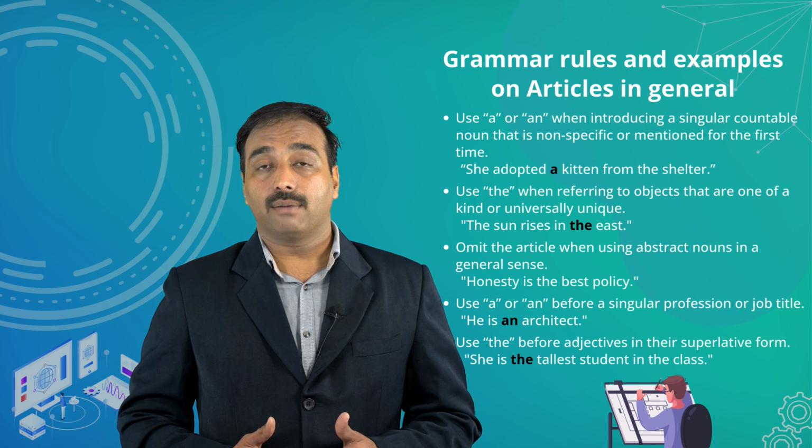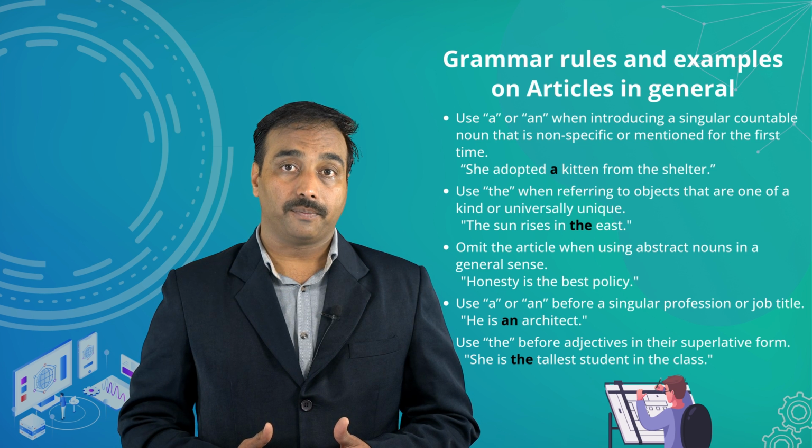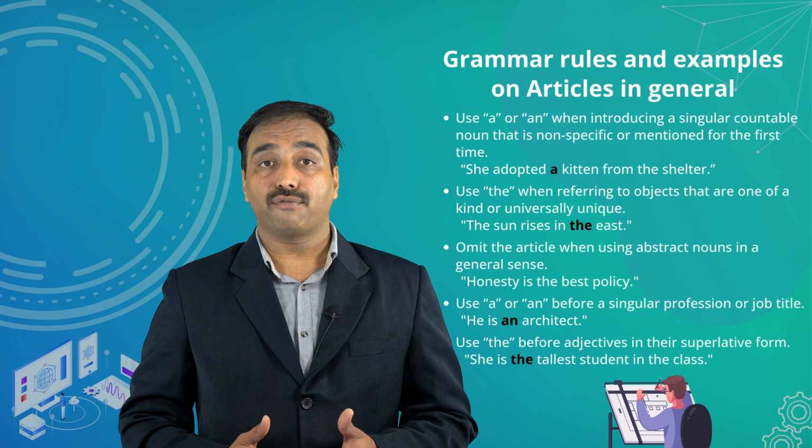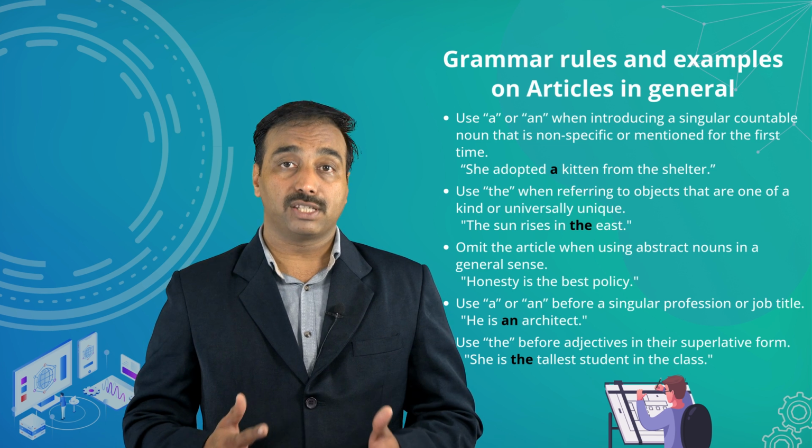Use a or an before a singular profession or job title. He is an architect. An architect refers to any architect, not a specific one.